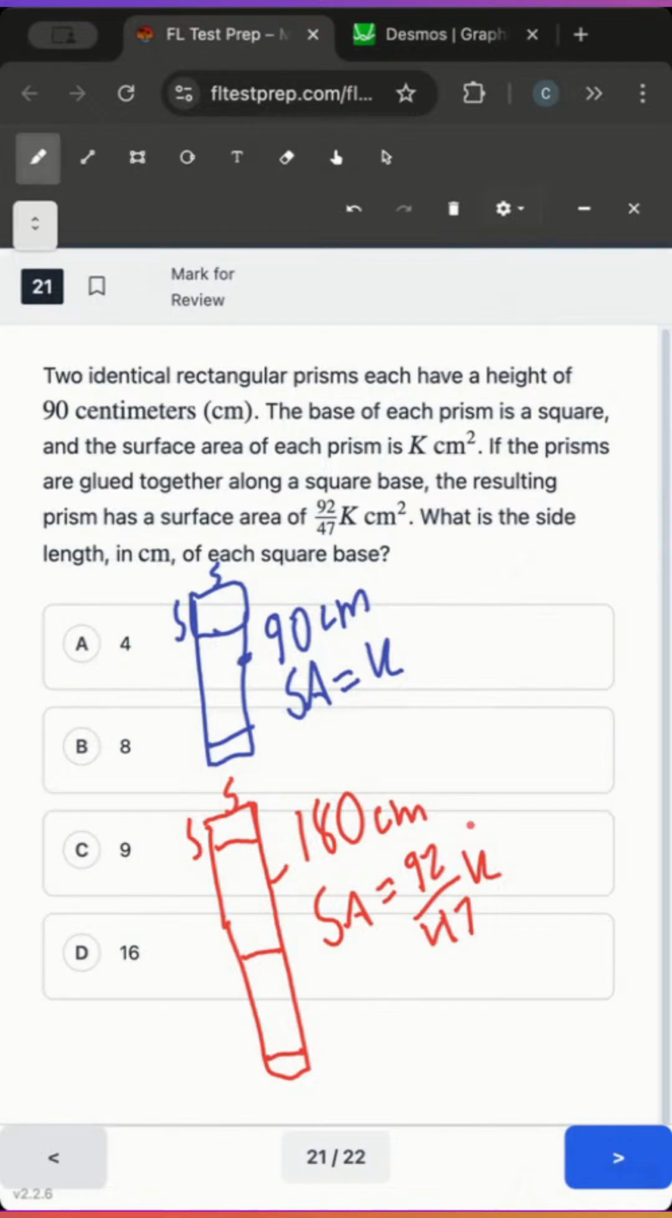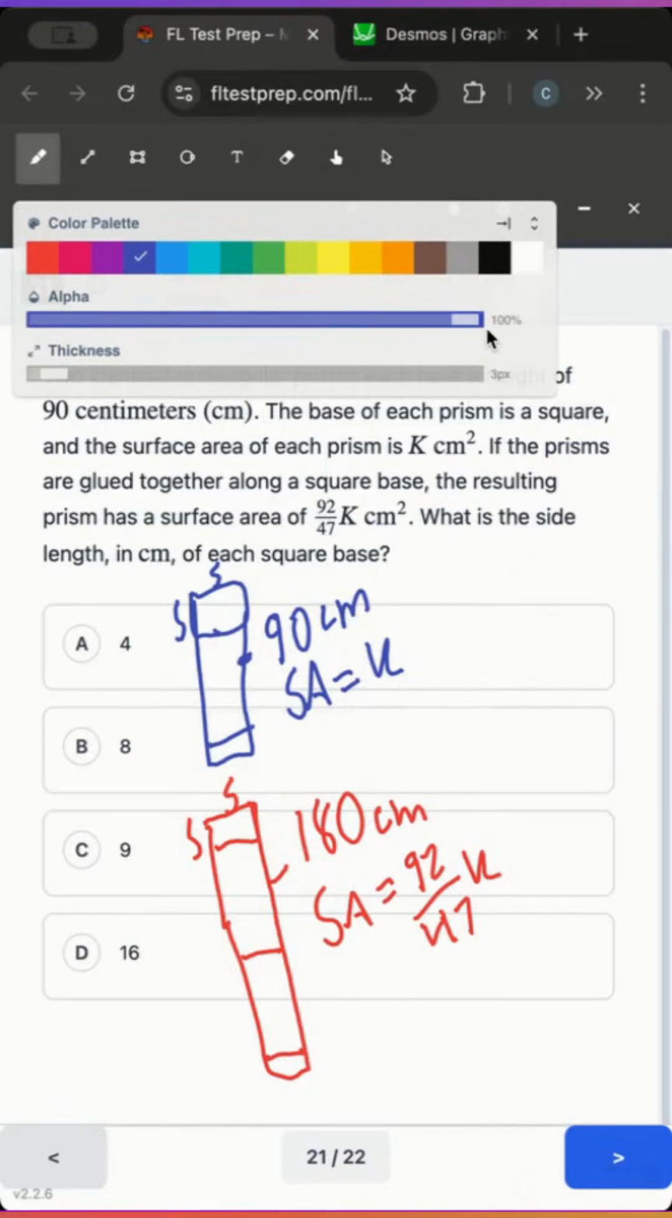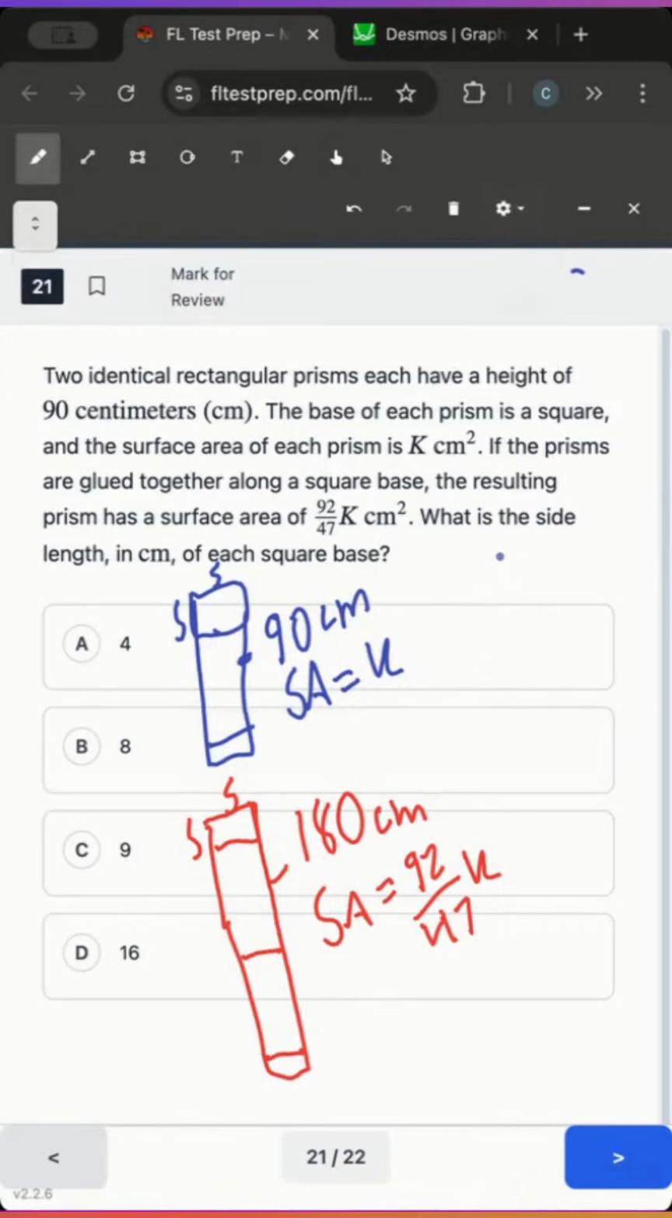Can we see what variable these have in common? Well, they have the sides in common and they have the K in common. These are the clues of the SAT. You can't pass these up. But let me go ahead and solve for the surface area of my first rectangle before I do anything else.